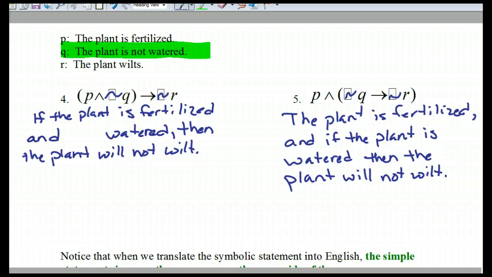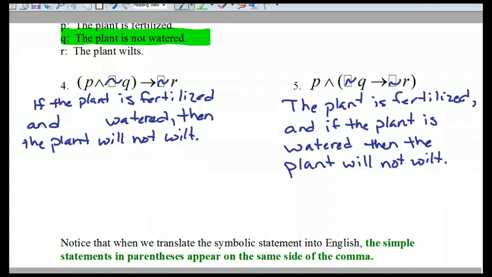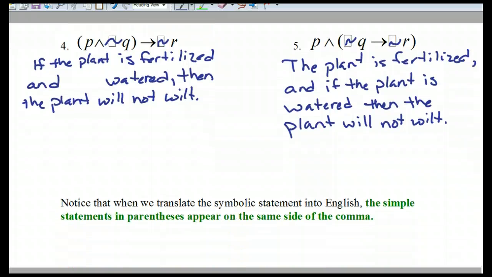All right. So, one of the things I wanted to talk about is on here, it says, notice that we translate the symbolic statement into English. The simple statements in parentheses appear on the same side of the comma. Notice the commas on here, guys. Here's a comma. Here's a comma. Okay? So the comma, if there's a parentheses usually in there, it's going to be separated by a comma in the English. Okay?